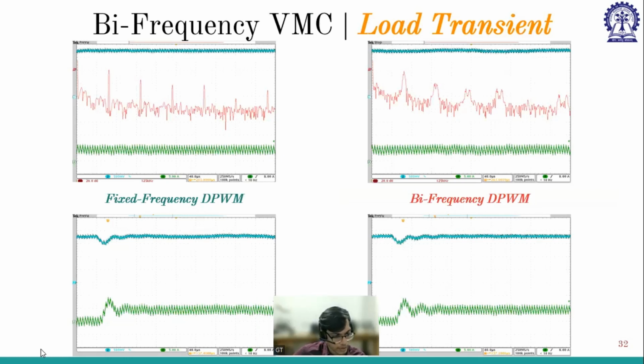So let me change the color. This is fixed frequency, so it has 200 kilohertz. And this is bifrequency, which means the average is 200 kilohertz, but we have not used a 200 kilohertz switching frequency. Instead, we are using 200 kilohertz plus some delta and 200 kilohertz minus delta. And if you see some oscillations, maybe not that noticeable, but on the oscilloscope we can see that it has different frequencies, and that delta FSW, I'm not sure exactly.